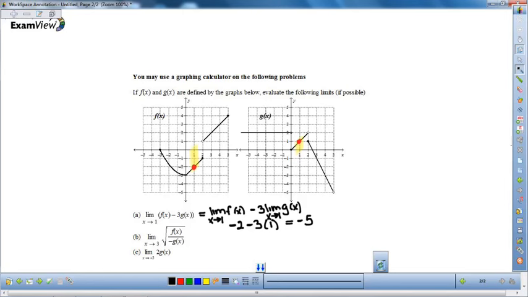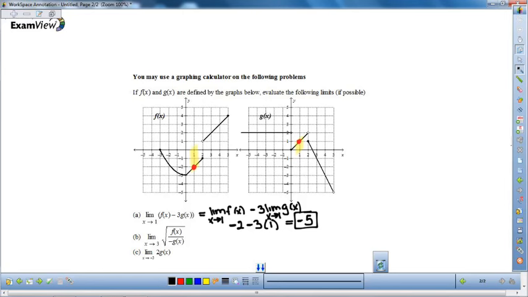So let me go back here. Okay, so the limit as x approaches 1 of g(x), so as x approaches 1 from the left and as x approaches 1 from the right, the y value is going to 1. So I'm going to have this as 3 times 1, which will give me negative 5.